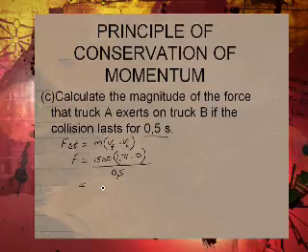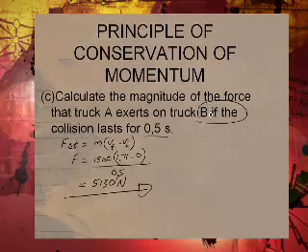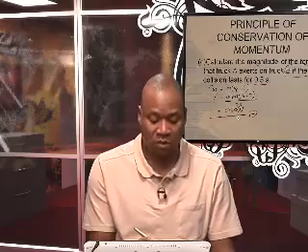So we can work that out. We have got 1500 times 1.71, divided by 0.5, and the answer is 5,130 newtons. This is the force that is experienced by truck A as it collides with truck B, and therefore this is the force that truck B exerts on A. So that is how you would answer that question.